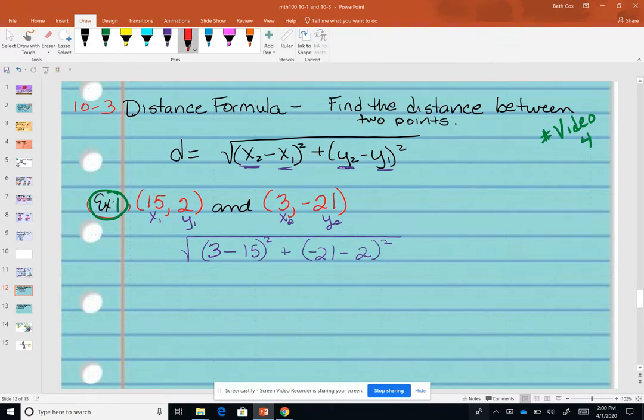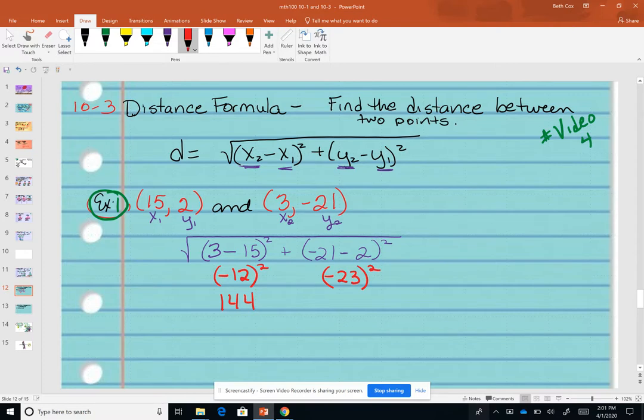Parentheses first, so this is going to give me negative 12, and it's squared. Now see, this little bitty 2 is raised and higher, and it actually has a mathematical calculation associated with it, and that's raising to the second power. So this is 144. And now this one is negative 23 raised to the second power.